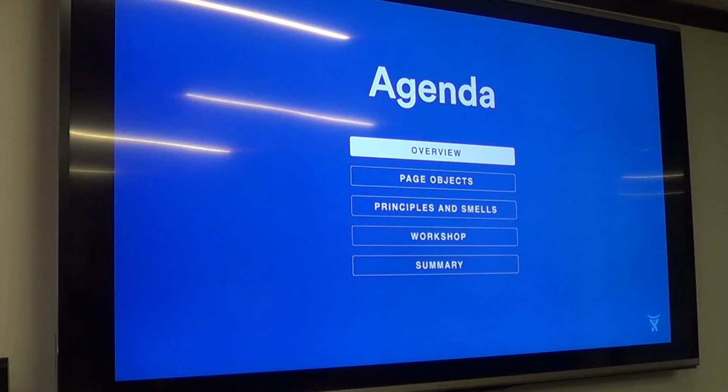And kind of how to build them, because I think there's a lot of confusion about, okay, let's build page objects, but how to do that. And then we'll go a bit higher level and talk about principles and smells, so more general stuff with maybe some concrete examples of how that looks in practice.